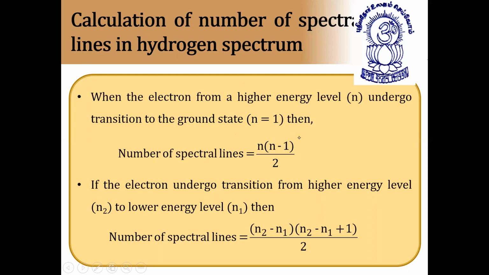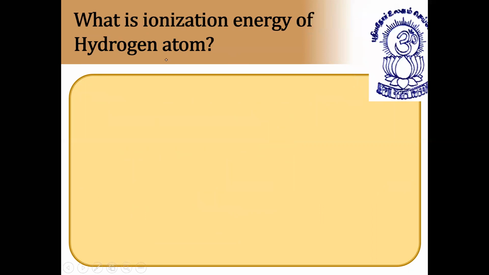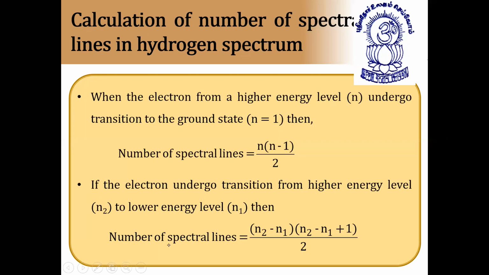Suppose instead of giving the ground state, they have given the lower orbit number also. That means find the number of spectral lines emitted when the electron jumps from the fifth orbit to the second orbit. Instead of giving the ground state, if they have given the second orbit, then you have to use this formula: n2 minus n1 into n2 minus n1 plus 1 by 2. For example, I am solving this question here. Suppose the electron is jumping from the fifth orbit to the second orbit.